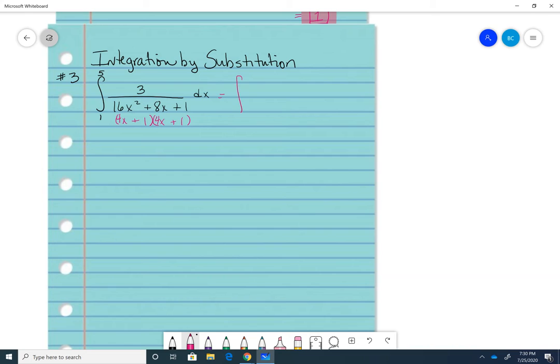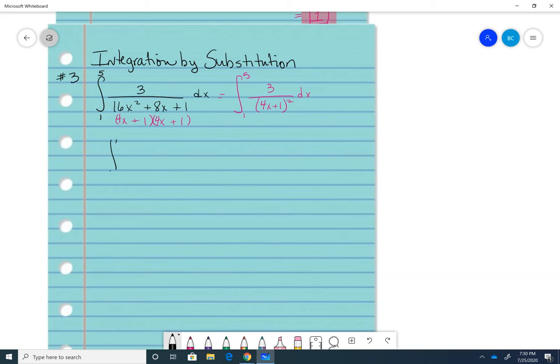And so now I've got the integral from 1 to 5 of 3 over (4x plus 1) squared dx. Okay, so now I see my inside function. All right, so let's go ahead and get started. We're going to do this integration. So we've got the integral from 1 to 5. Oh, wait a minute. Let's not do that yet. Sorry, got ahead of myself.